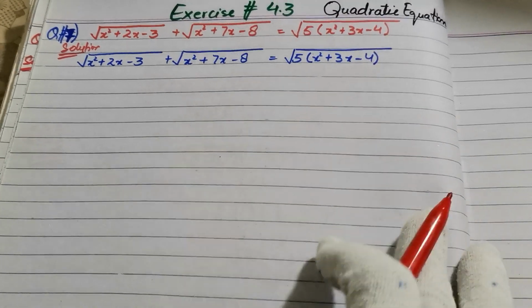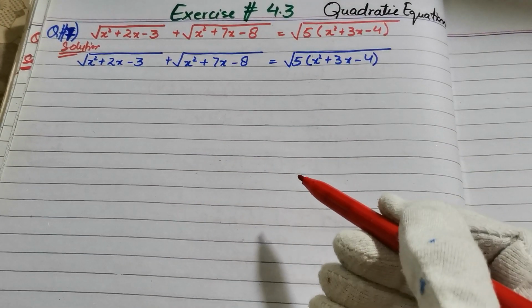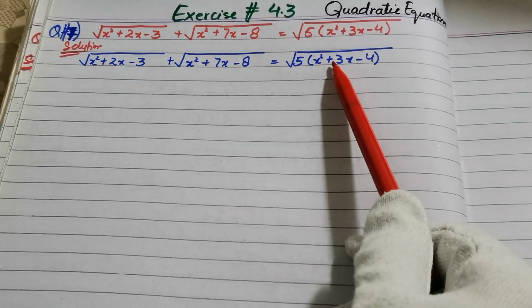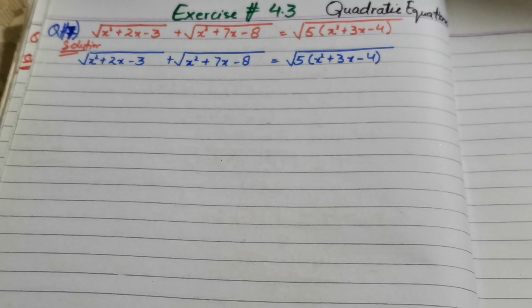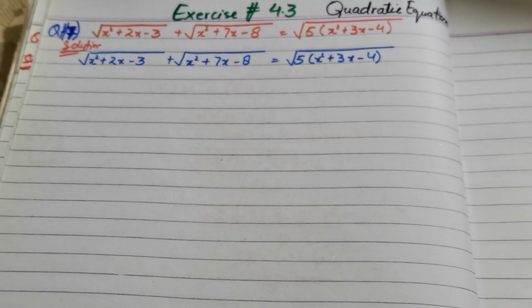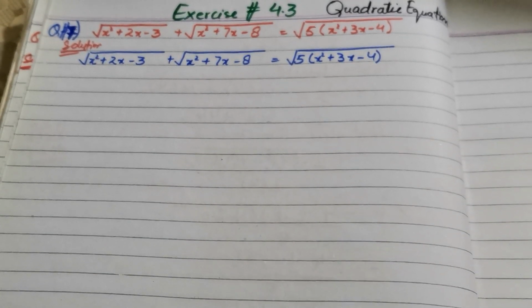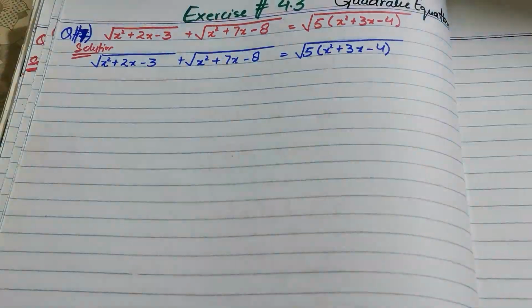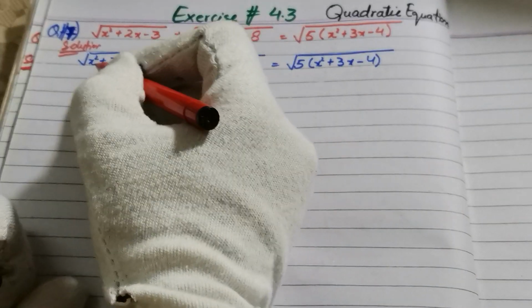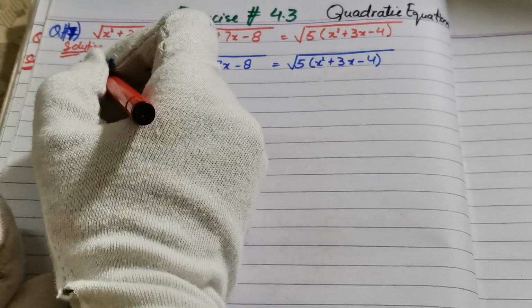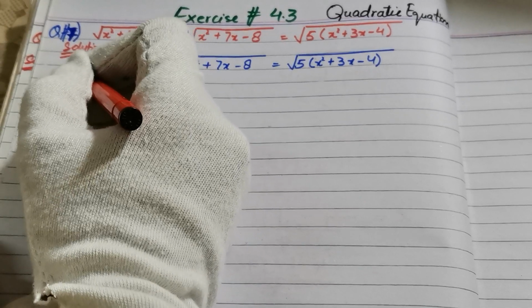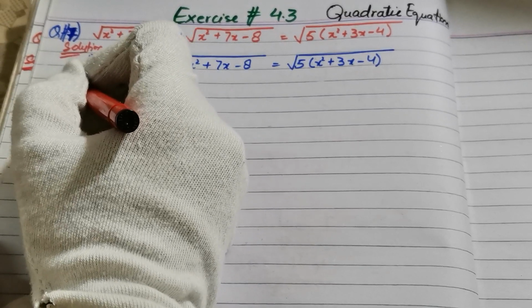So what we will do? First of all, we can see that there is no same term in the whole equation. So what we will do, we'll break the middle term and make the factors.